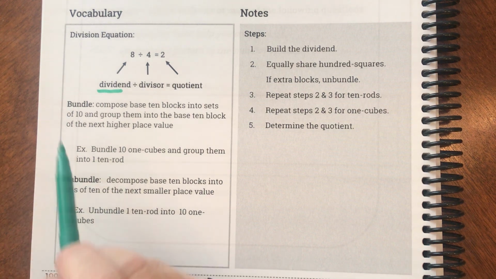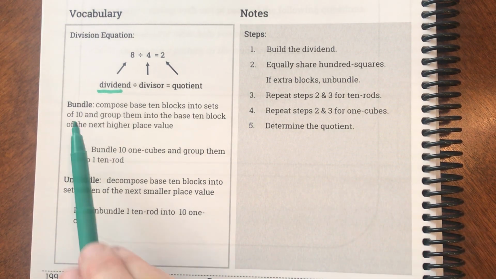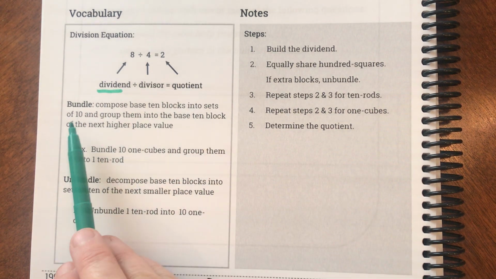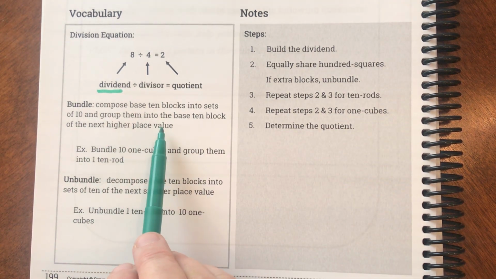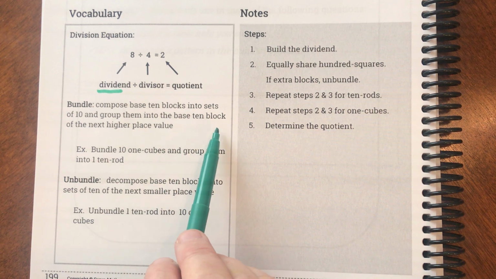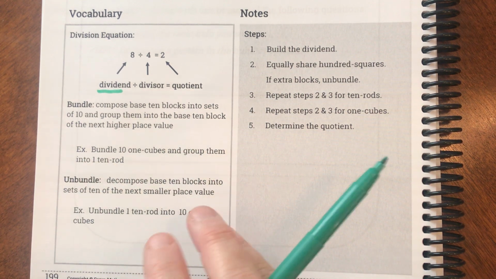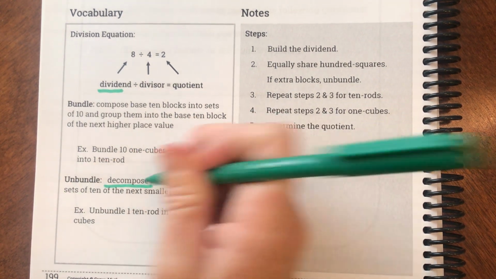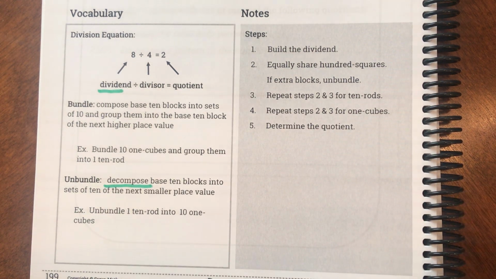Okay, we also have two words that we're going to be using today called bundle and unbundle. Bundle is when you compose base 10 blocks into sets of 10 and group them into base 10 blocks of the next higher level. So bundle means you're putting them together. Unbundle means you decompose base 10 blocks into sets of 10 of the next smaller. So you're taking them apart, which makes sense. If you bundle something, you grab it and put it together, and unbundle would be you unpack it.